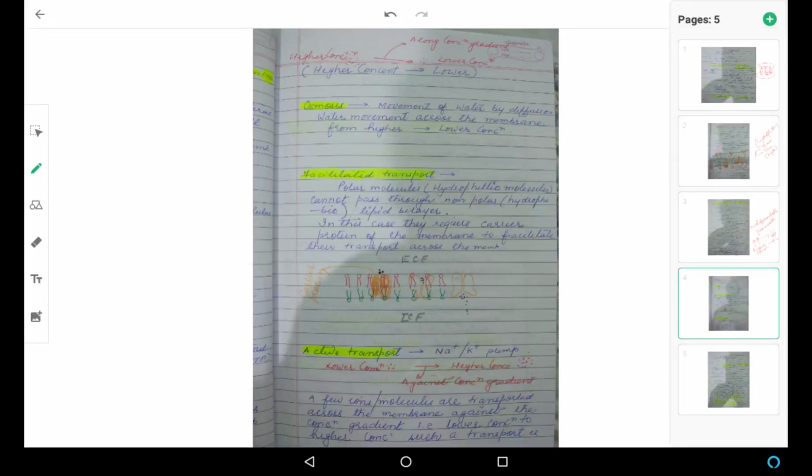Osmosis. Osmosis is the movement of water across the plasma membrane by diffusion, and the water molecules move across from higher to lower concentration.